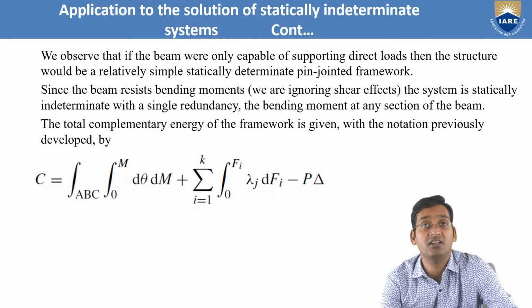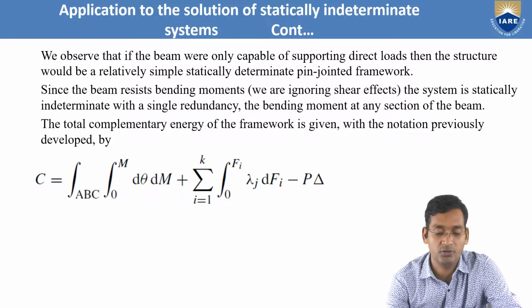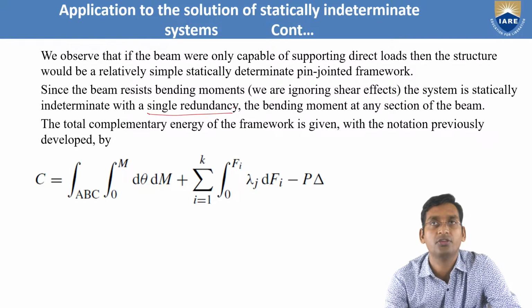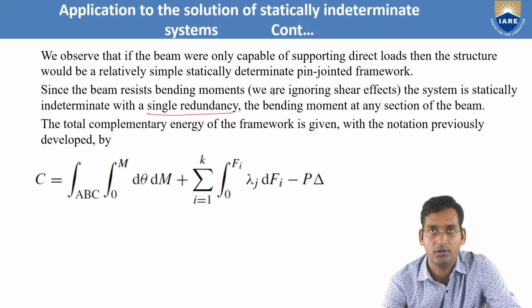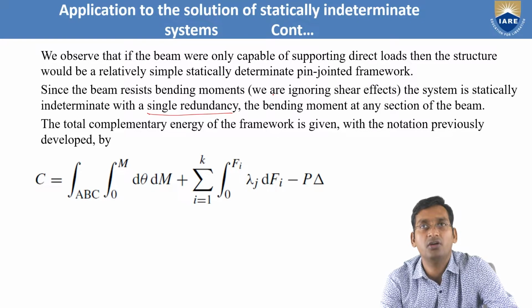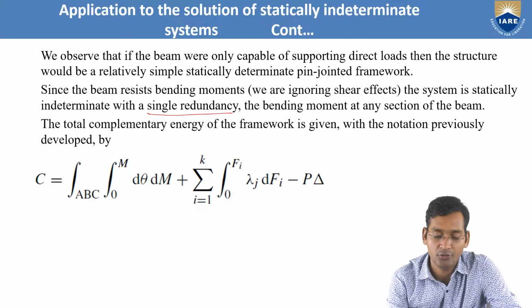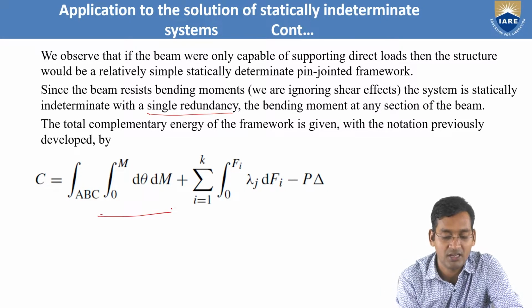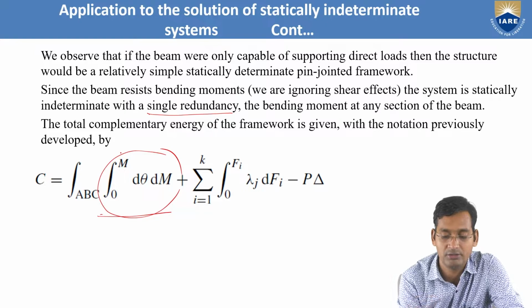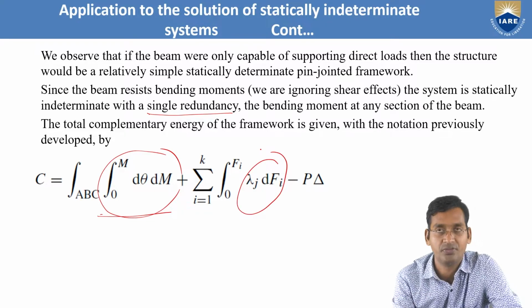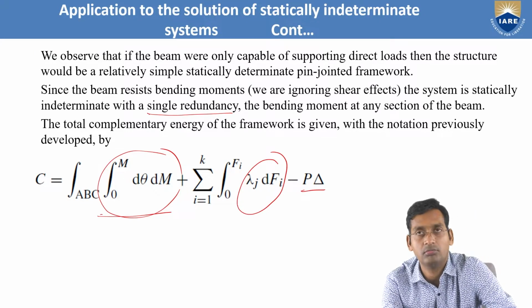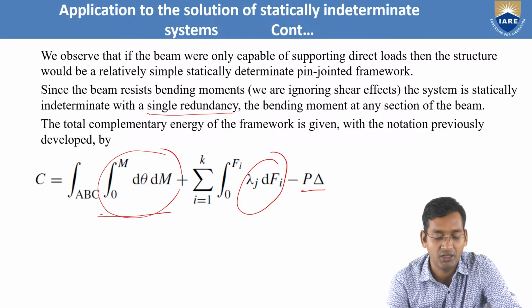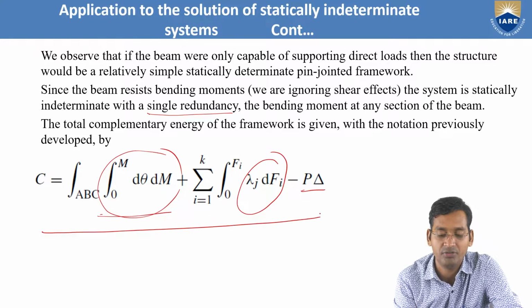The system is statically indeterminate with a single redundancy. So in this case, the redundancy is single. The bending moment at any section of the beam will be given. So the total complementary energy of the framework is given with the notation previously developed. We have already seen this, right? This is for the moment, this is for the fixed force Fi, and this is the load acting, Pi. So this is the complementary energy equation.